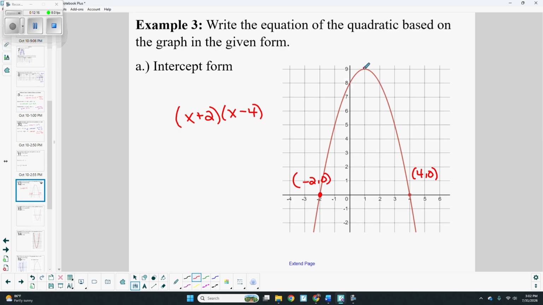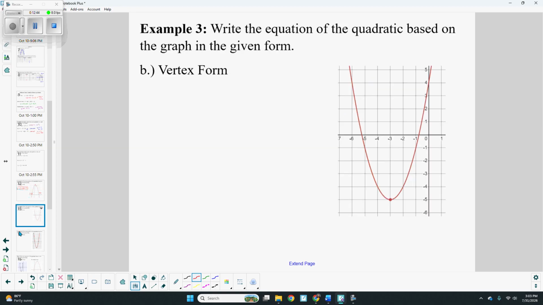So the way we do that is if we take one point and the next one, it's always going to go over by 1, but whatever it goes up or down by is a. So this is actually going down by 1. So my a is -1. So this would be my equation of this graph in intercept form. -1 times x plus 2 times x minus 4.